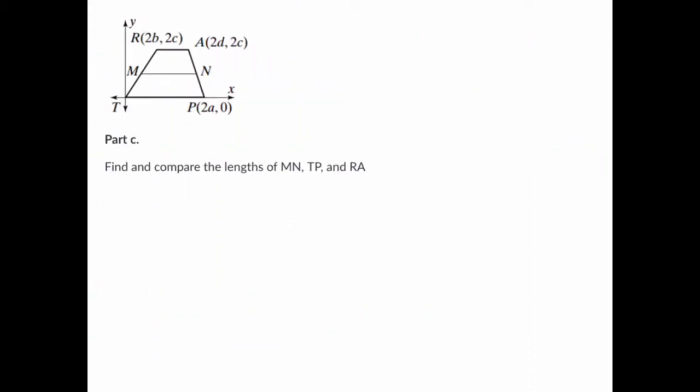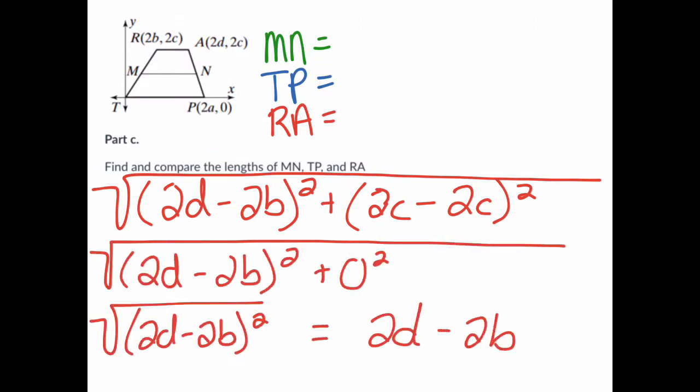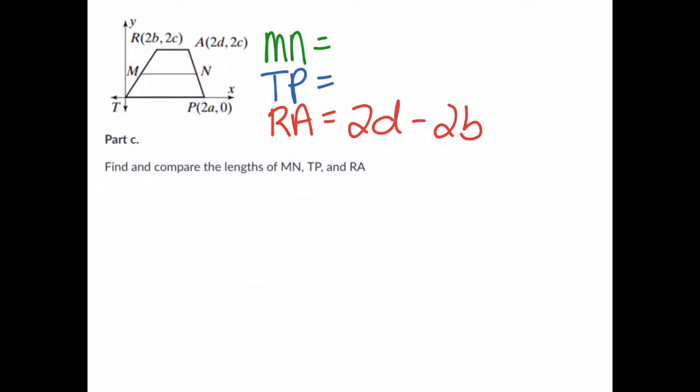All right, and then they want to know the lengths of MN, TP, and RA. So we'll use the distance formula 3 different times. It doesn't matter which one you start with, so we'll just begin with RA. And when we plug in our x and y values into our distance formula, this is what we get, and now we'll simplify. And what we get for RA is that 2d minus 2b is the distance.